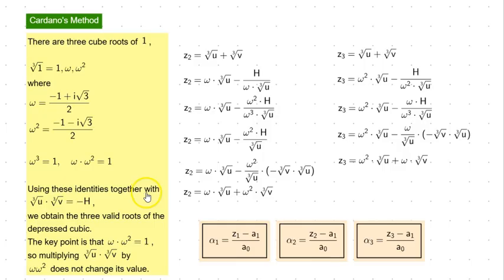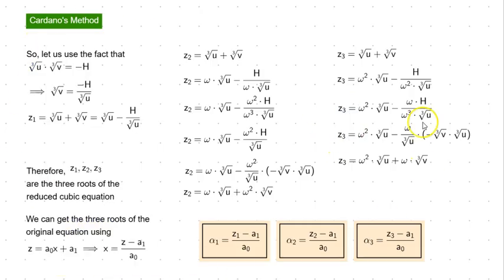Now, using these identities together with the condition that cube root of u times cube root of v is equal to minus h, we obtain the three valid roots of the depressed cubic. The key point is that omega times omega square is equal to 1. So multiplying cube root of u times cube root of v by omega times omega square does not change its value. This is the key point that we are utilizing here. So this is Cardano's method.